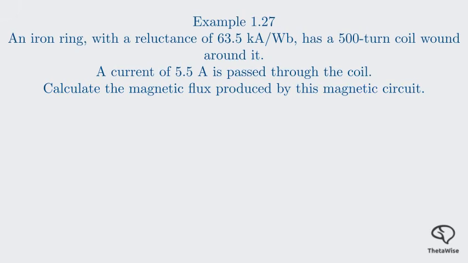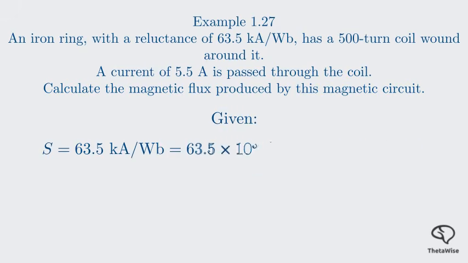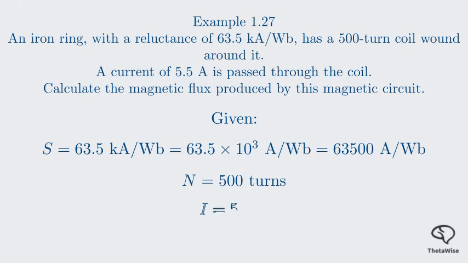Again, our first step is to identify and list the known values, converting units as necessary. We are given the reluctance S, which is 63.5 kiloampere turns per Weber. The prefix kilo means 1,000, so we write this as 63,500 ampere turns per Weber. The number of turns N is 500 and the current I is 5.5 amperes. Our goal is to find the magnetic flux phi.